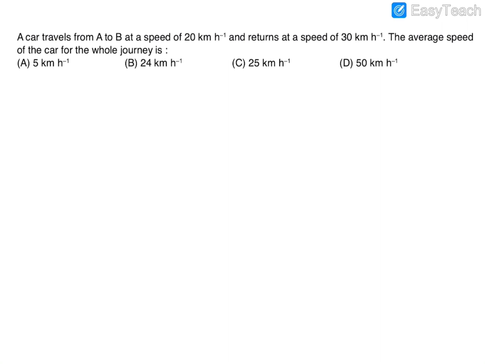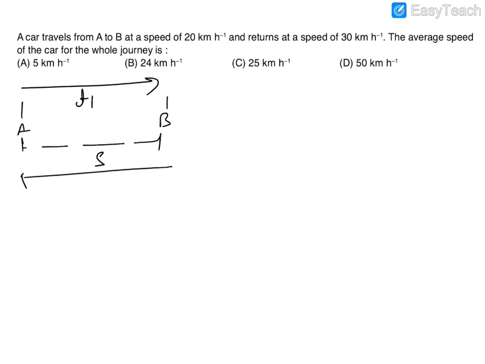See, when the car is traveling from A to B, let's suppose this distance is S, and the time taken is t1 in the forward journey. In the reverse journey, the time taken by the car is t2, because the speed is different. So average speed, V average, would be equal to total distance, 2s, upon the time taken, t1 plus t2.